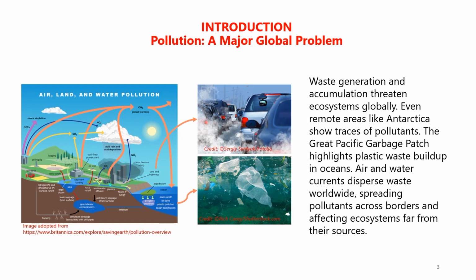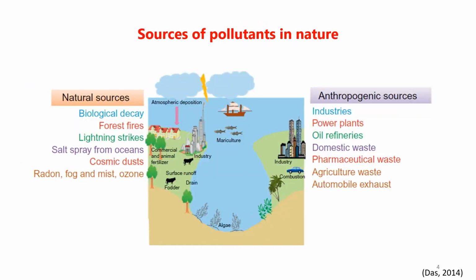Air and water currents disperse waste worldwide, spreading pollutants across borders and affecting ecosystems far from their sources. So, places where there is no industry or no habitation are not actually safe from pollutants because they may be drifting in from other places and sources.